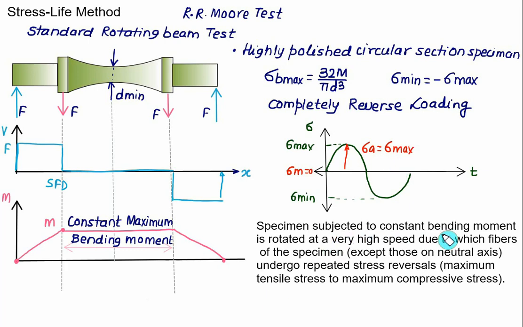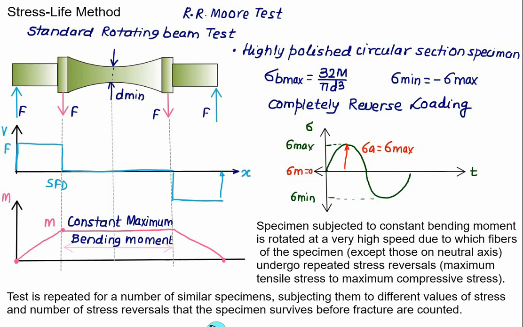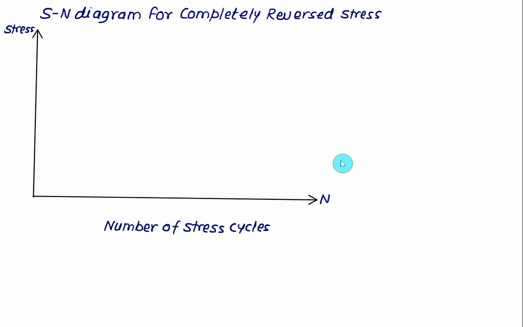So the specimen is subjected to a constant bending moment and is rotated at a very high speed, due to which the fibers of the specimen except on the neutral axis undergo repeated stress reversals, that is from maximum tensile stress to maximum compressive stress. This test is repeated for a number of similar specimens, subjecting them to different values of stress, and the number of stress reversals that a specimen survives before fracture are counted, and the data is plotted on log paper. So once the test is conducted, you have to plot the data for stress versus number of cycles, that is the life of a component, which is also called the number of stress cycles. The test specimen is subjected to completely reverse stress.